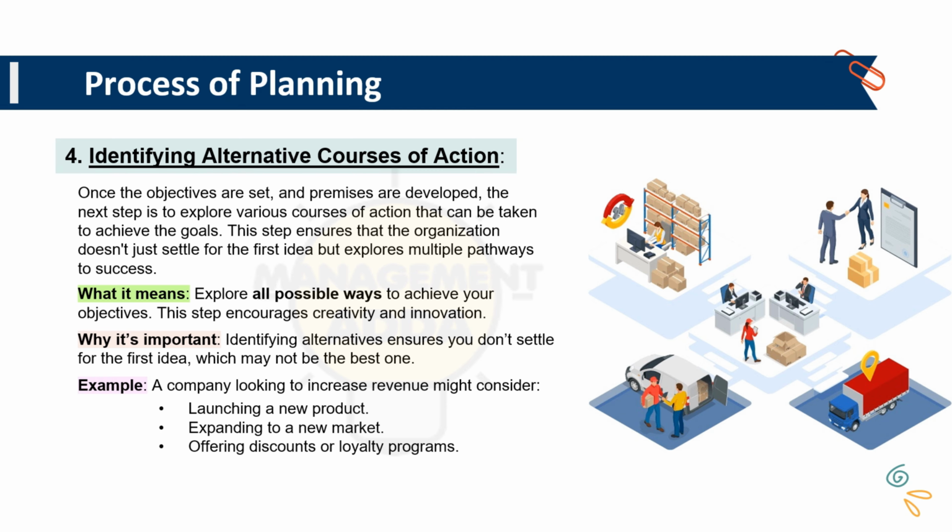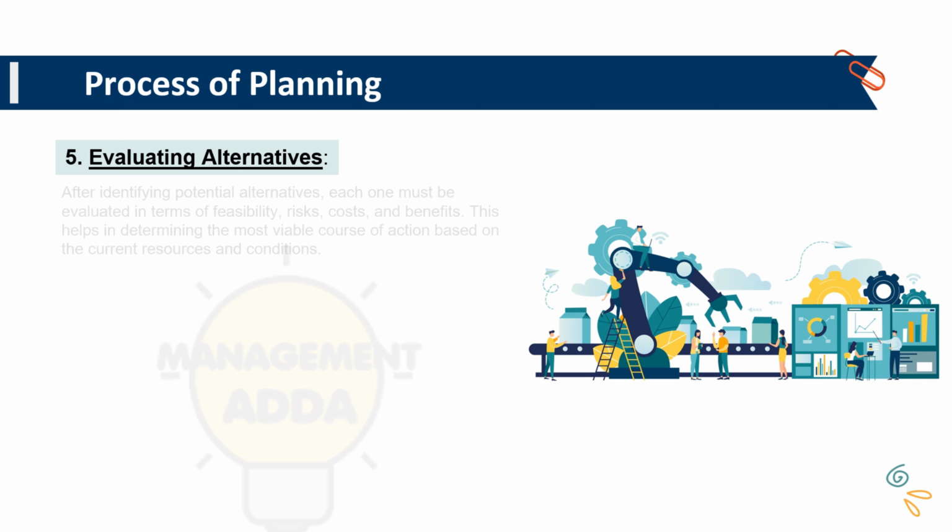Once the objectives are set and all the premises are identified, the next step is to explore various courses of action that can be taken to achieve that goal. This step ensures that the organization doesn't just settle for one idea, or the first idea they come up with. It focuses on all aspects and comes up with all the alternate courses of action through which they can reach that goal. Now, once you identify all alternative courses of action, it is important to evaluate them.